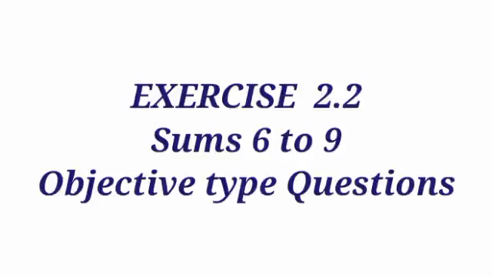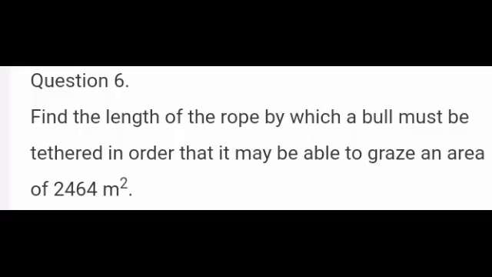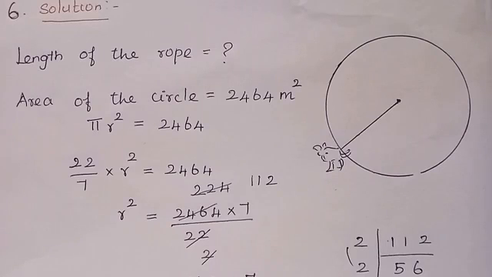Dear students, now we are going to discuss problems 6 to 9 and objective type questions from exercise 2.2. Question number 6. Find the length of the rope by which a bull must be tethered in order that it may be able to graze an area of 2464 meters square. In this question, what is given? Area is given. We have to find the length of the rope. That means we have to find the radius. Now, listen to the solution of the 6th question.